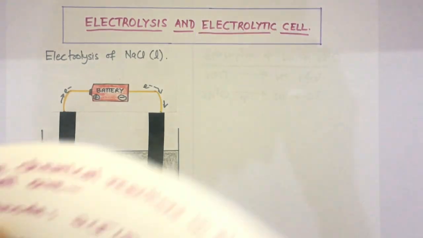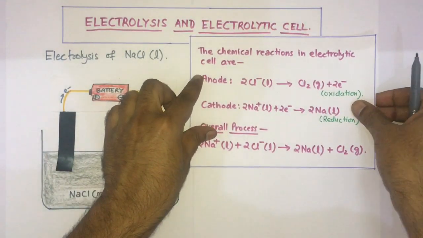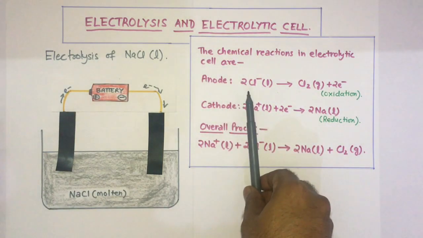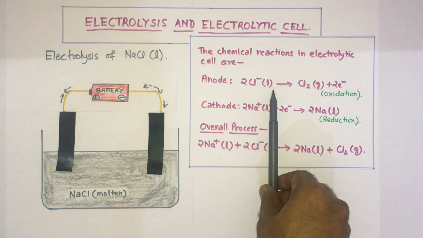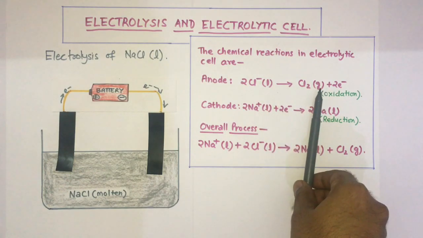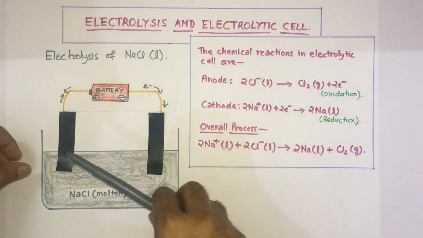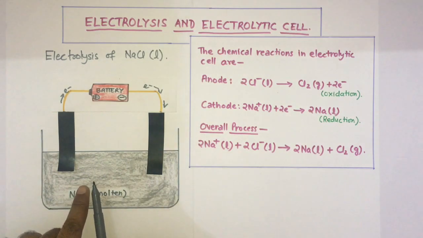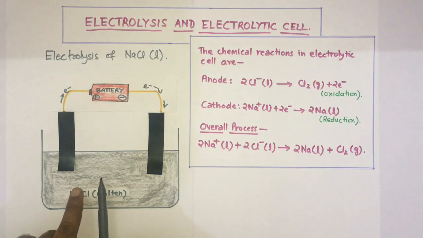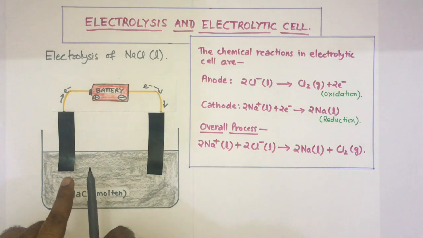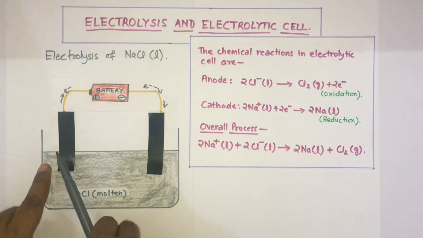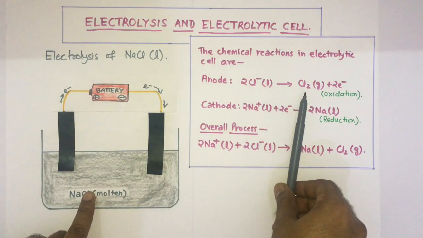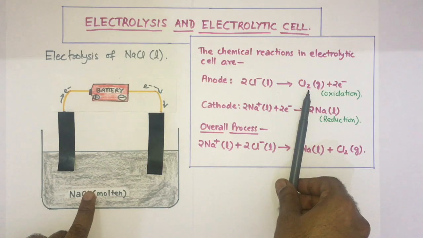The chemical reactions in the electrolytic cell are, at the anode, 2Cl negative ions lose electrons and chlorine gas is formed. So here the chloride ions, which are formed in the molten state of sodium chloride, lose two electrons to the graphite rod, and through the graphite rod electrons move to the battery, and these Cl negative ions convert to Cl2 gas.